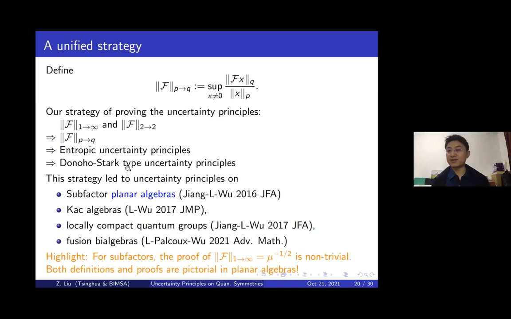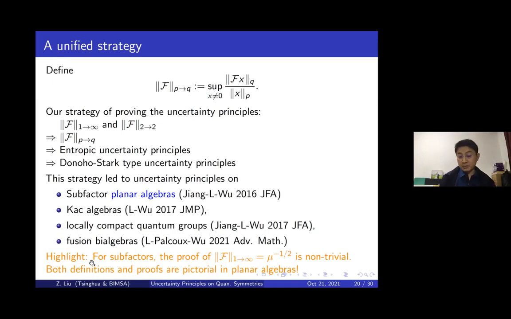And then by taking different limits, we can get different uncertainty principles, like the Donoho-Stark uncertainty principle. So essentially, if we want to get those uncertainty principles at the beginning, it's enough to set up the norm of the Fourier transform. And this strategy works for classical group symmetries and quantum symmetries. So we have done that for subfactor planar algebras, Kac algebras, locally compact quantum groups, and recently for fusion algebras. Another thing related to fusion inspired by the framework of fusion category.